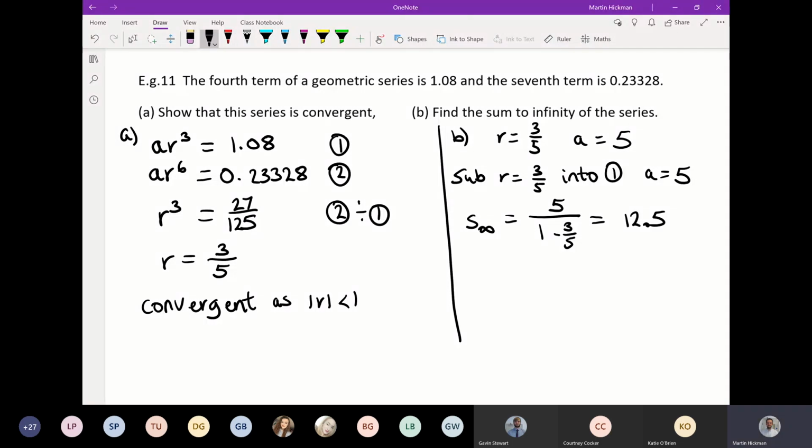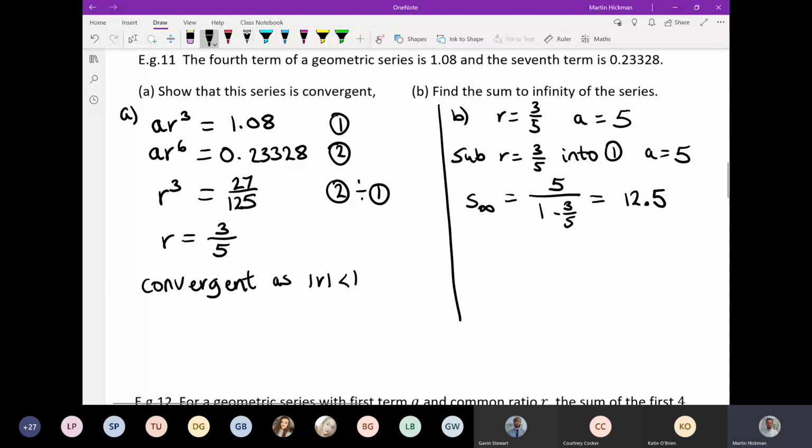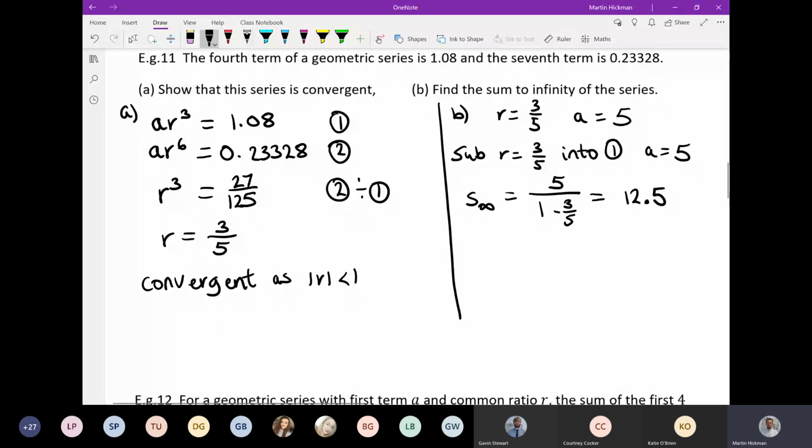So as you keep adding these terms, they're just going to end up converging to that 12.5. Just make that nice and clear, just in case. Unless any questions, we'll move on to example 12. And then we've got a couple of past paper questions to have a look at.